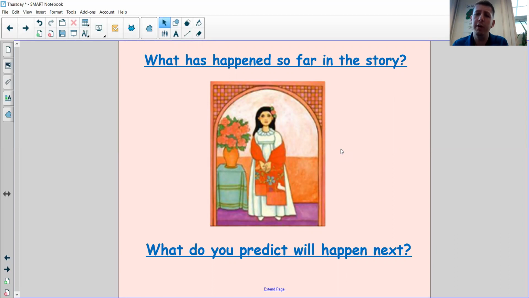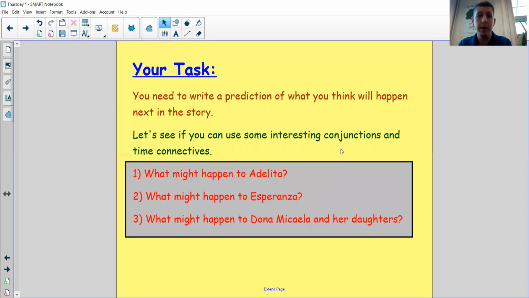She got sent to the attic room and had to do all of the jobs that Esperanza had to do. I wonder if this story reminds you a little bit of a different story that you might have read or heard or even seen when you were little. We might talk a little bit more about that in tomorrow's lesson. Now, we are going to be predicting what we think might happen next in the story. So for your task, we're going to write a prediction of what we think will happen next, and we're going to see if we can use some interesting conjunctions and time connectives.